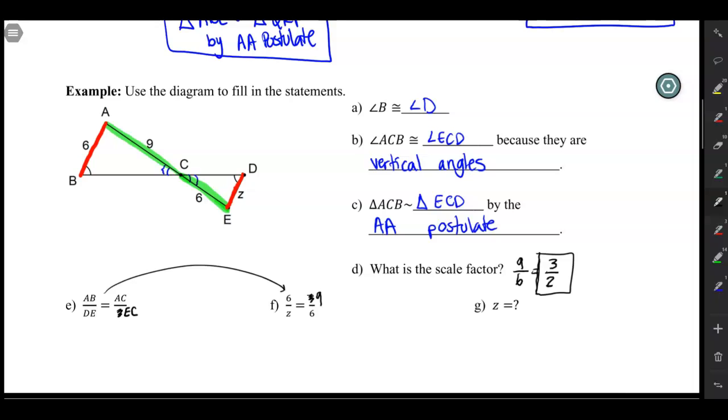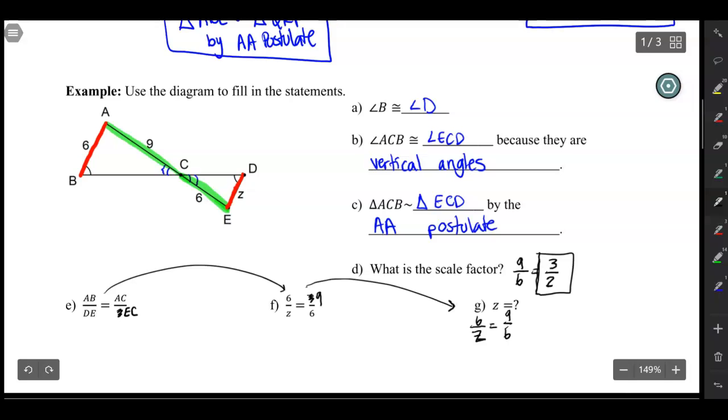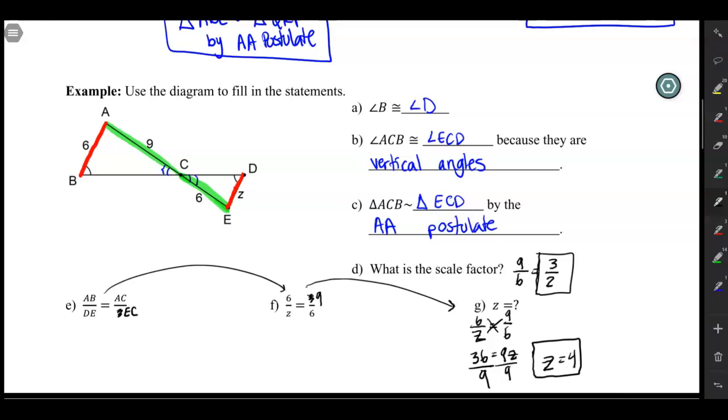And then if I just jump to the next problem, I'm asked to solve for Z. So I'm going to use this exact same proportion that I've already set up in example F to solve this. I'm going to cross multiply. I'll get 36 equals 9Z. Divide both sides by 9, and Z equals 4. So Z equals 4 based on those proportions and those similar triangles.